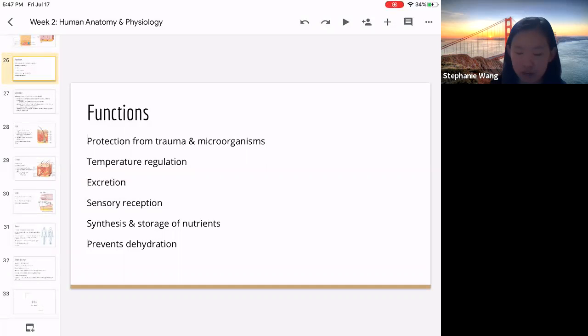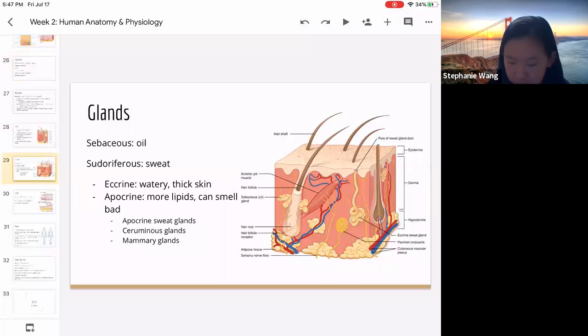So that's why it causes protection from microorganisms. And if you get a minor scratch, your skin can also protect you from trauma. Okay. Next, we have temperature regulation. As you can see in these diagrams, you can see a lot of blood vessels.